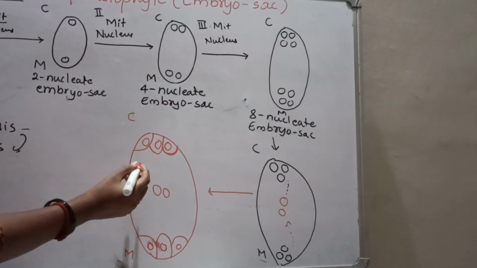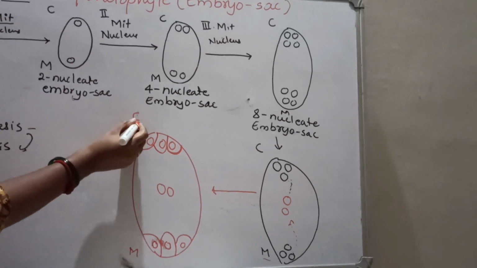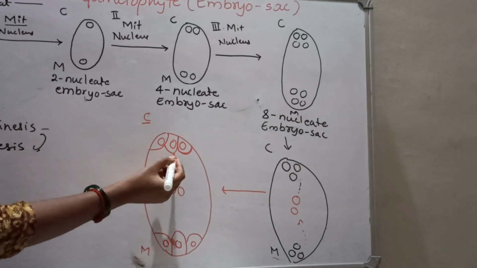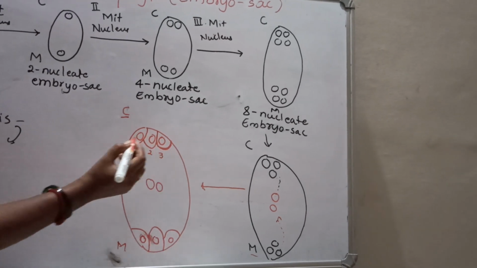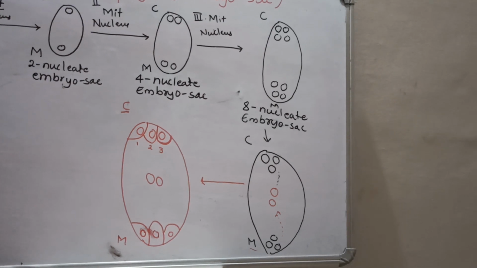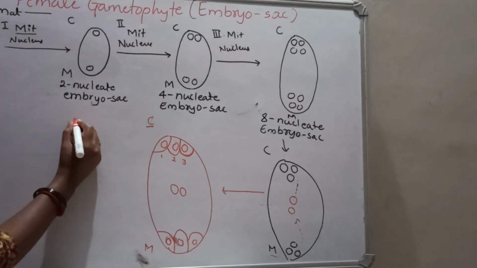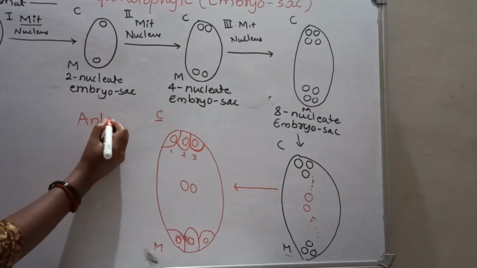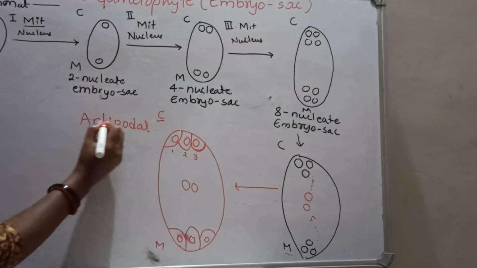Now, how many cells are present in a single cell? Here, in the chalazal region, there are 3 cells present, 1, 2, 3. Those cells are called antipodal cells.